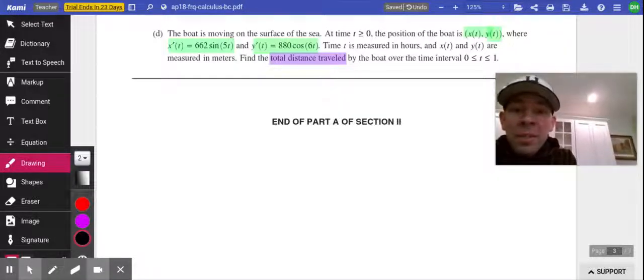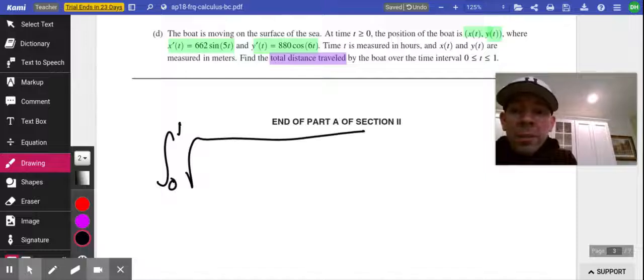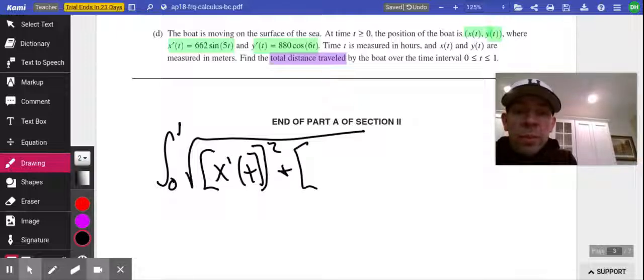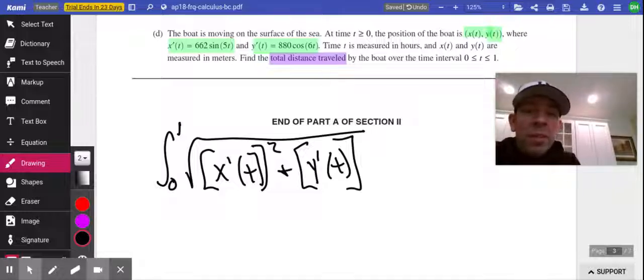Parametrically speaking, the total distance traveled is going to be the integral from, in this case, t equals 0 to t equals 1, of a big radical: the x prime function squared plus the y prime function squared. So x prime is like your horizontal velocity, and y prime is your vertical velocity.